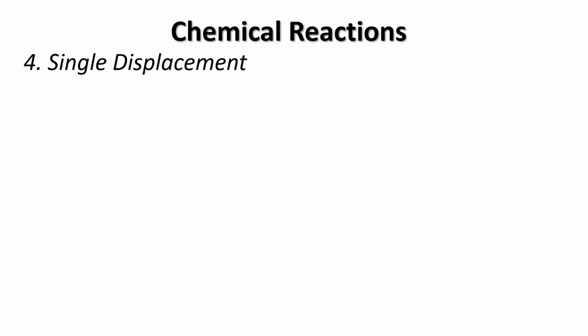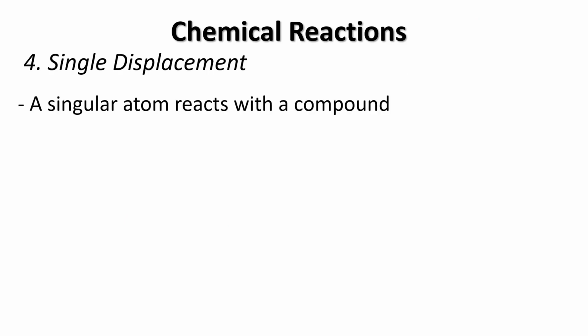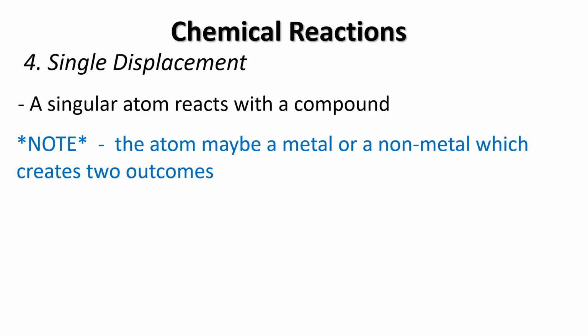Onto our 4th and final type of reaction, which is a single displacement. So a single atom is going to react with a compound. Now we need to consider that the atom that's by itself might actually be a metal or a non-metal, which means we actually have 2 cases here. So we've got case 1, which is metals, or cations might be a better way to say it.